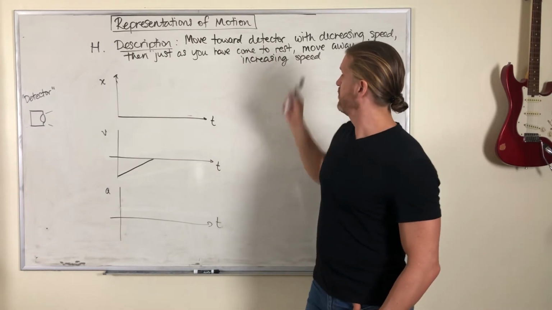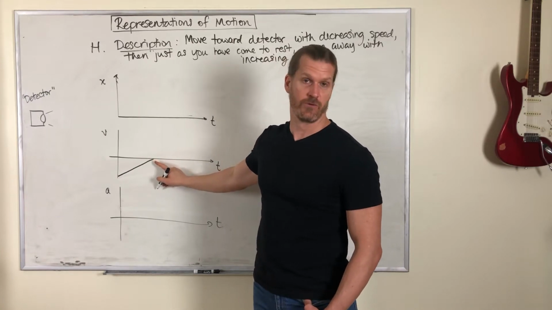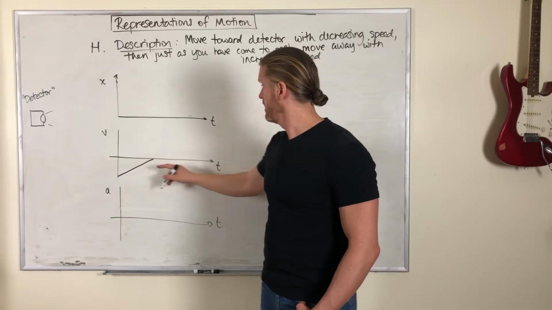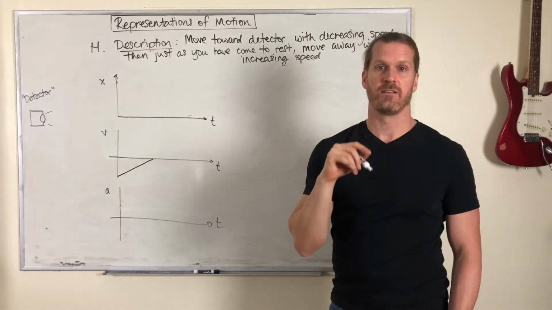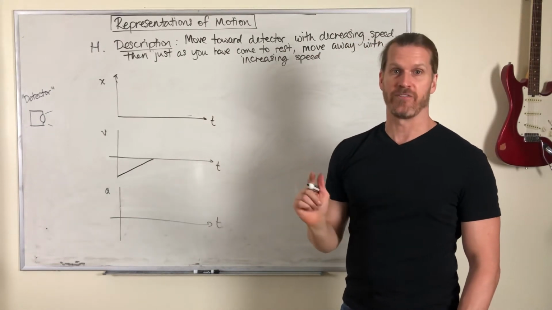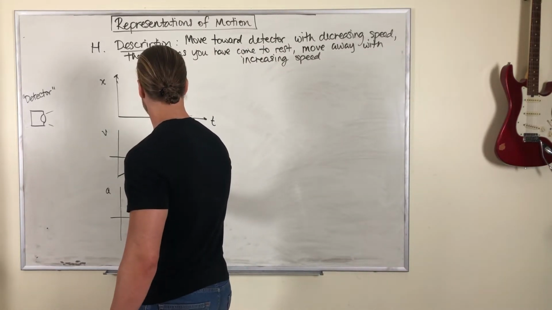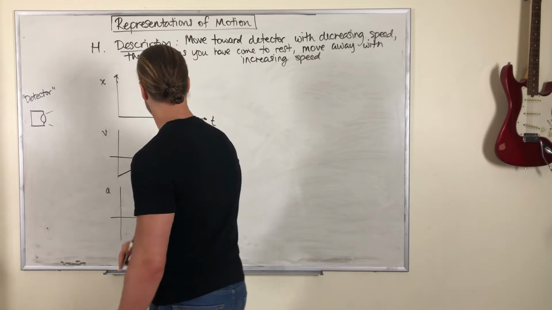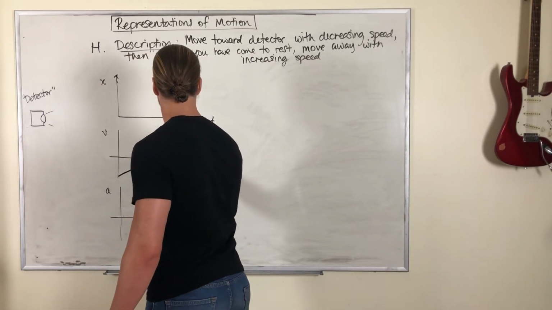And we do come to rest. So this actually hits zero. Zero velocity is coming to rest. And then after you come to rest, now move away with increasing speed. Move away is positive velocity. And we want that positive velocity to increase. So we just continue this straight line.